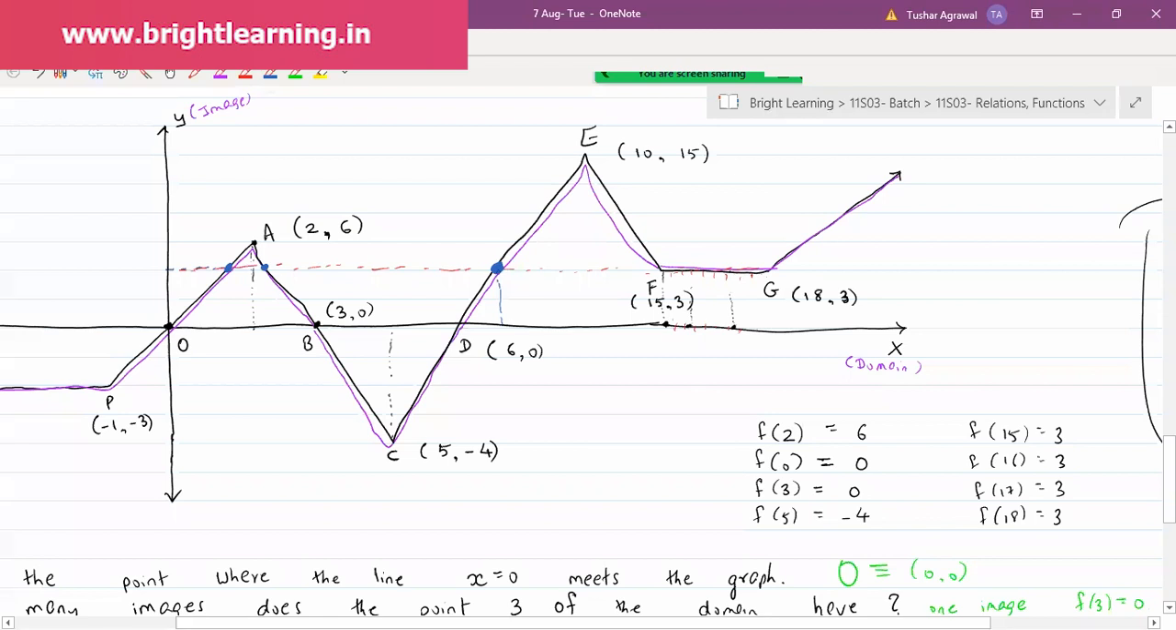Now this point, the blue point that I have marked, is the point of intersection of y equal to 3 and the graph, but the x coordinate is the actual element of the domain. So for example, let's say this is 7, 0. So 7 is the element in the domain which has 3 as its image.